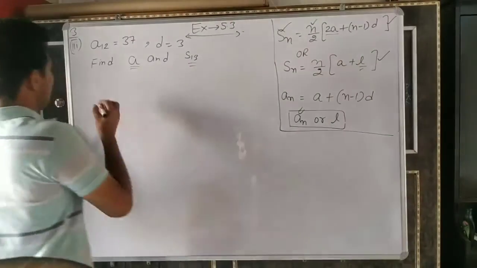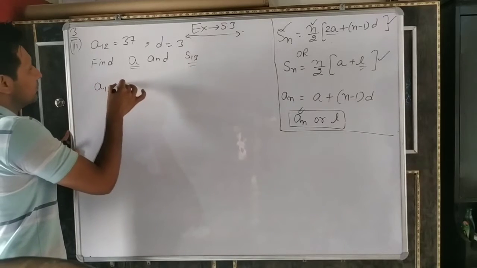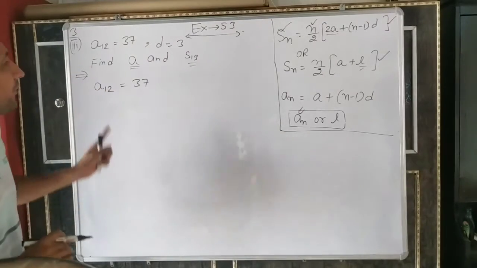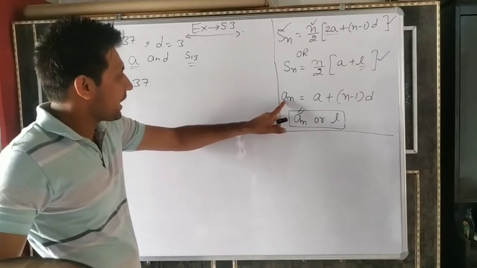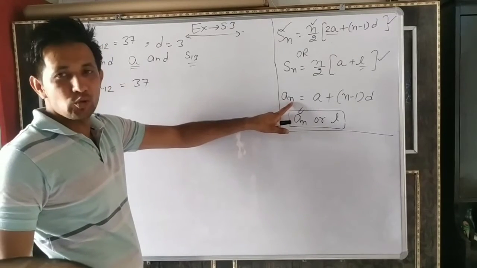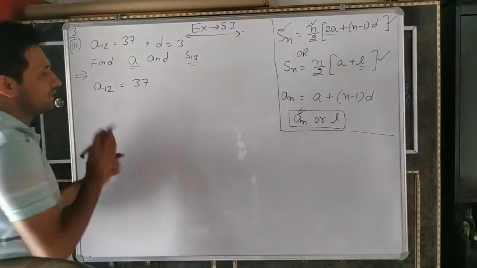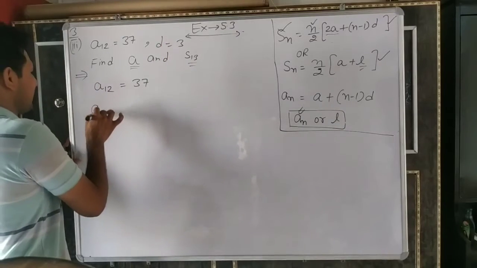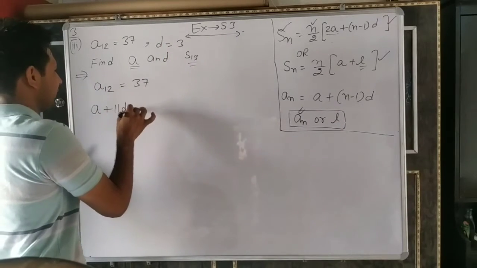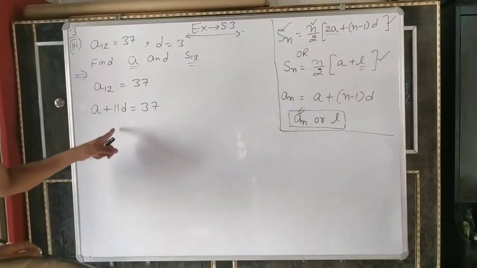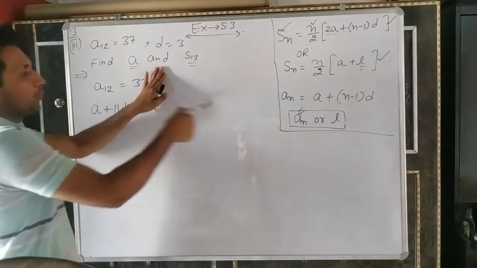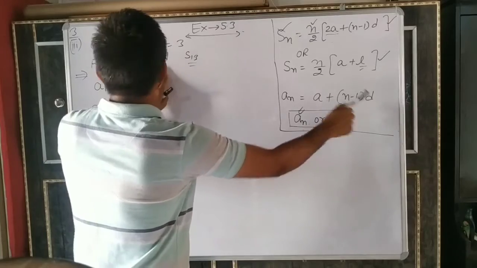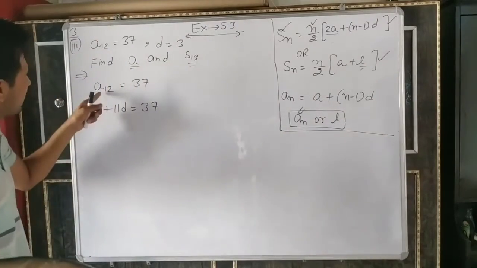Understand? So everyone knows A12 equal to 37. And if you want to find A12, put n equal to 12. A12 is a plus 12 minus 1, 11. So A12 is always a plus 11d, equal to 37. Only we use it. Understand it or not? Because for A12, we put n equal to 12, a plus 12 minus 1, 11. So a plus 11d is equal to A12, and we put the value of A12.